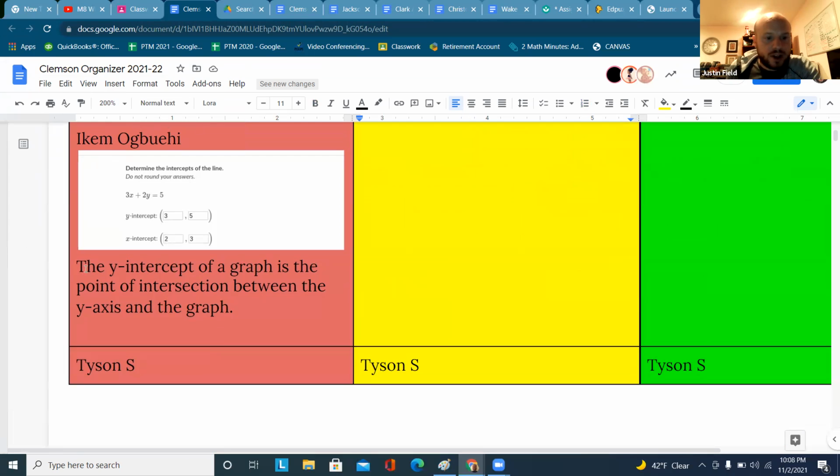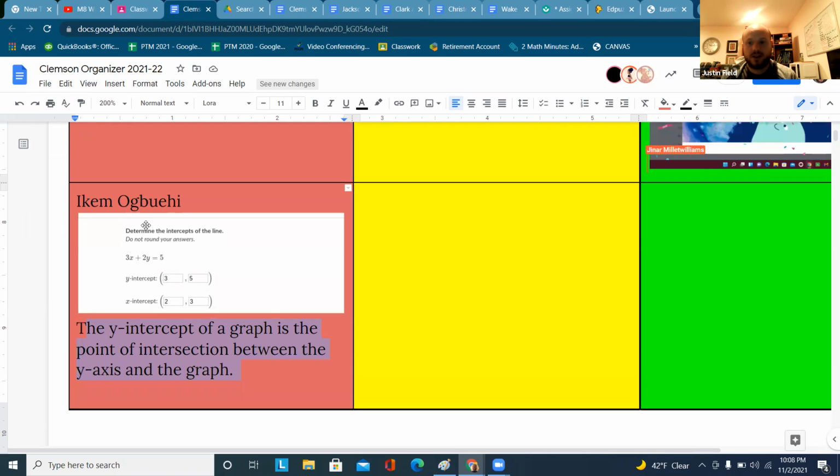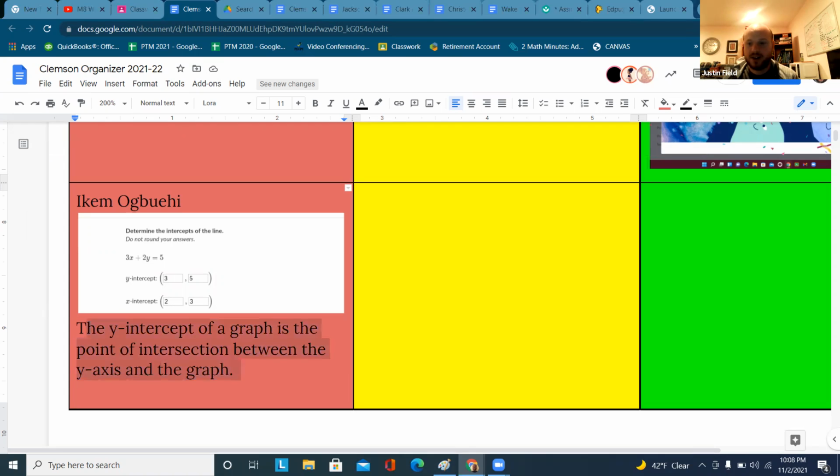The y-intercept of the graph is the point of intersection between the y. Well said. But that being said, hey, Jannar is right there. All right, Jannar, keep working. All right.